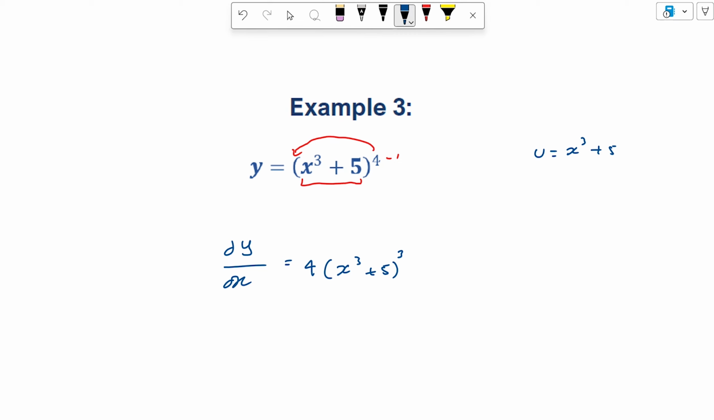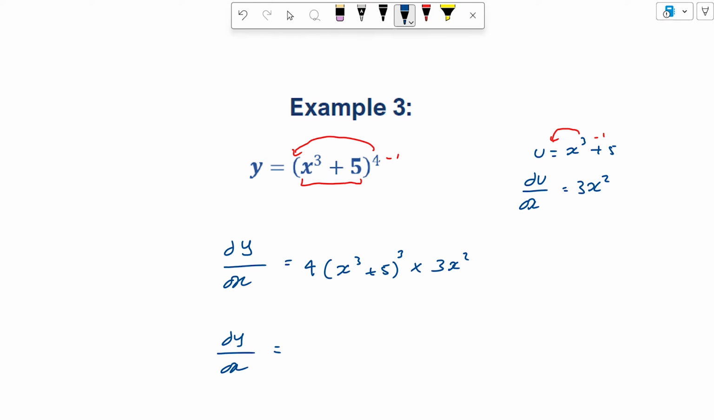So, yes, u is equal to x cubed plus 5. du over dx is equal to the same thing. Bring down the exponent and subtract it by 1. That's going to be 3x squared. 5 just becomes 0. So, okay, now we have differentiated what's inside the bracket and we need to multiply it to this. So 3x squared times dy over dx, which is equal to 4 times 3.